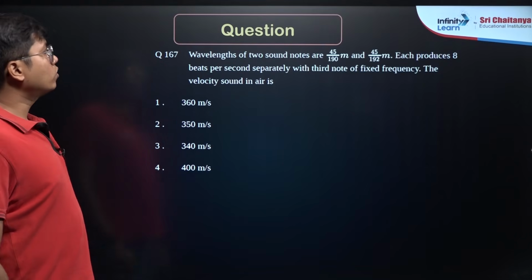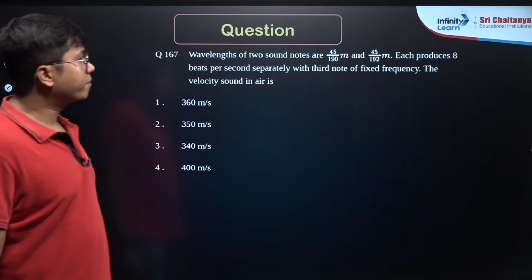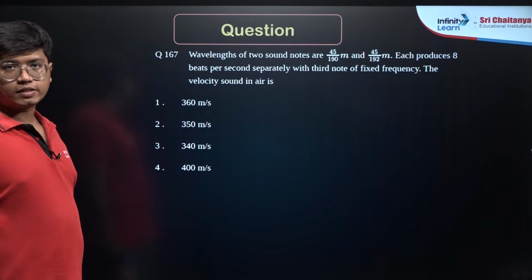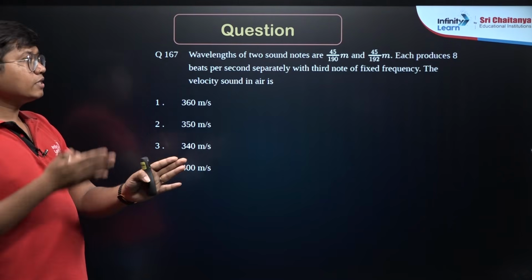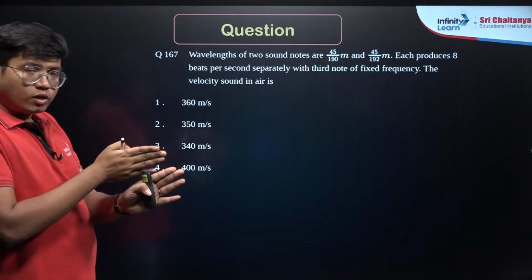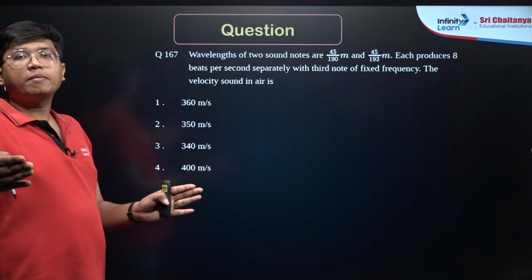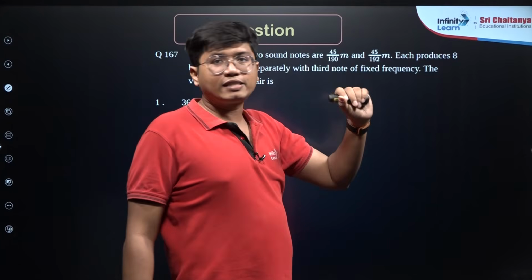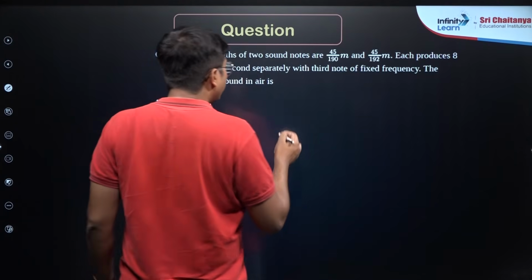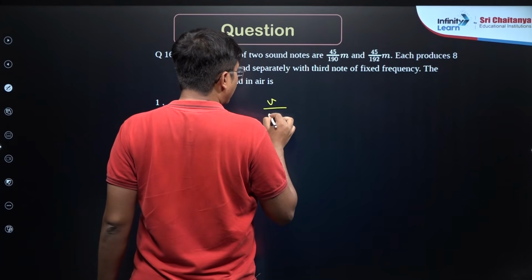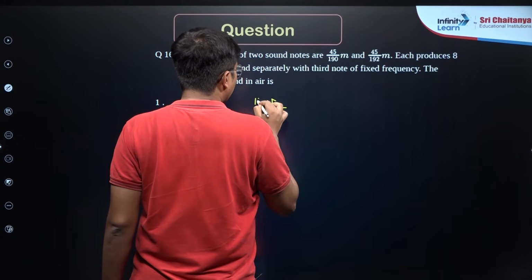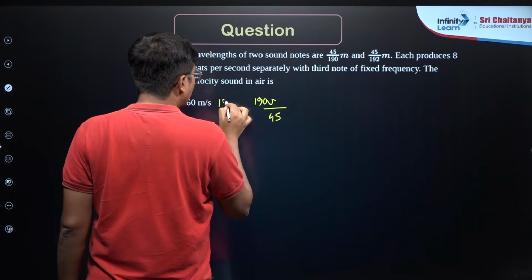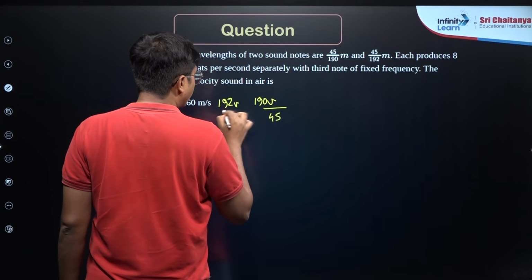Wavelengths of two sound notes are 45 by 190 and 45 by 192. Each produces 8 beats with a third note of a fixed frequency. So each producing 8 beats means the first sound note is 8 beats behind, second one is 8 beats in front. So the actual difference between the frequency of these two is 16 hertz. So let the speed be V. V divided by this lambda, which is 45 by 190, okay, and the other one is basically V by 45 by 192.